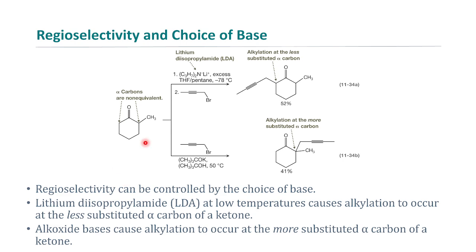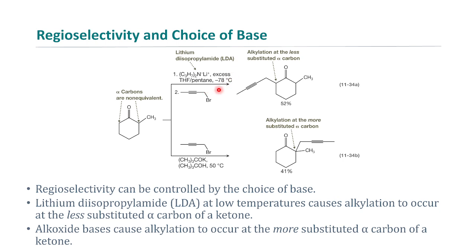We can choose a base depending on its bulkiness. And so right here, this is the LDA. It's a very bulky base. You can see it's a lot of CH carbons off of here, making it very large. We put that with excess THF and pentane at negative 78 degrees Celsius. Notice we need to actually slow this down still so we can get some difference.